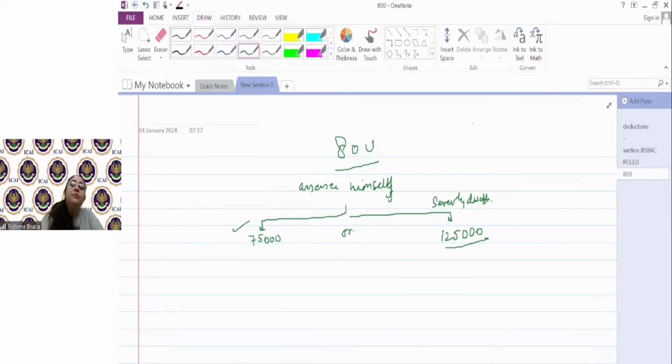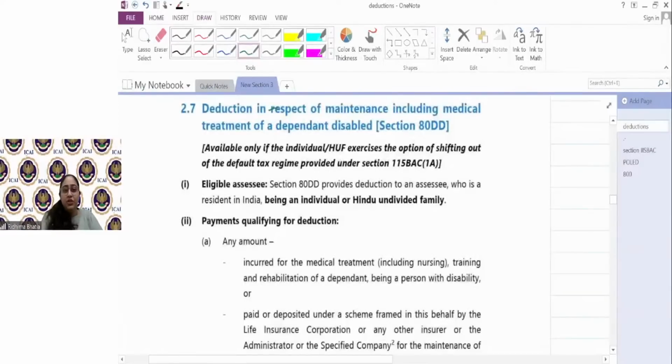Now coming to the section on dependent disabled, which is section 80DD. Let's read the heading again: deduction in respect of maintenance, including medical treatment of a dependent disabled. Dependent disabled means in this case the assessee is not disabled. The assessee, that is the individual or HUF, is not disabled. Someone who is dependent on them is disabled. A lot of people remember DD as dependent disabled. So in section 80DD, guys, who is disabled? Not the individual or HUF, only the person who is dependent on him.